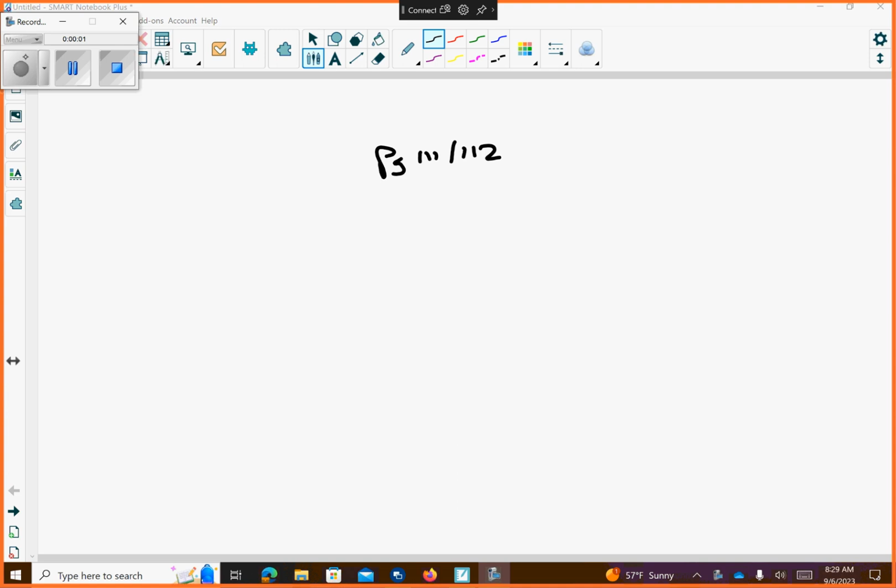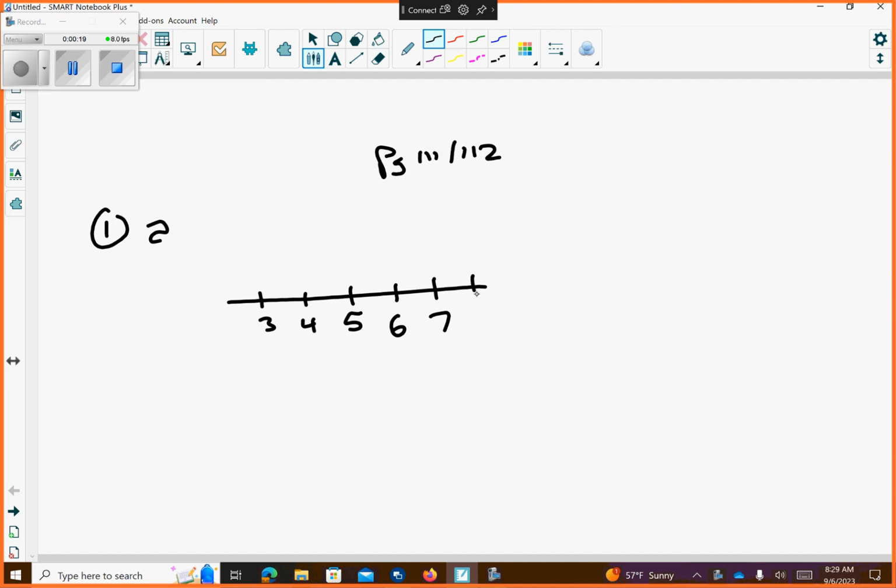All right, so problem number 1 says sketch dot plots for each small set of data. What shape would it describe? So number 1A. So if I was to do a dot plot, 5, 6, 7, 8, and 9.